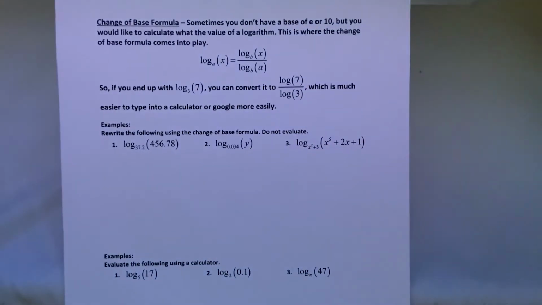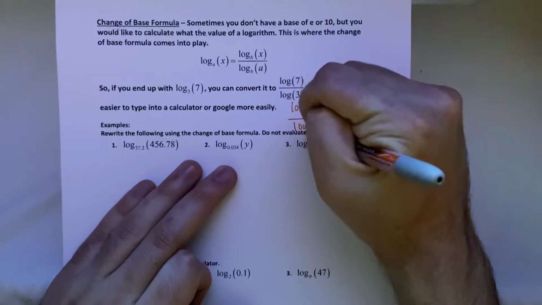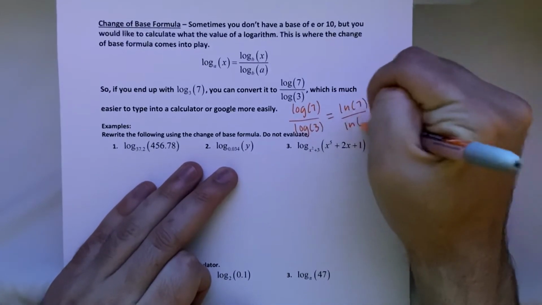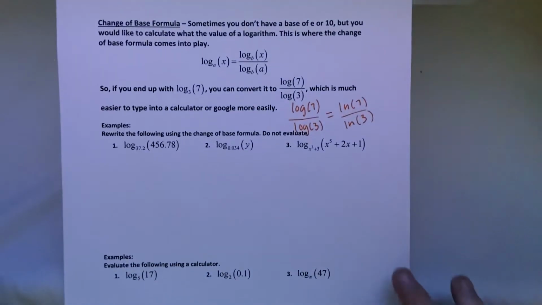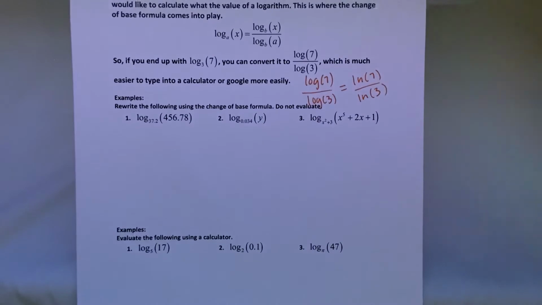And you can use log or ln. Both of these will be the same thing. Log of 7 over log of 3 is the same as the ln of 7 over the ln of 3. So you can choose whichever one. Just make sure that you choose the same one both times.